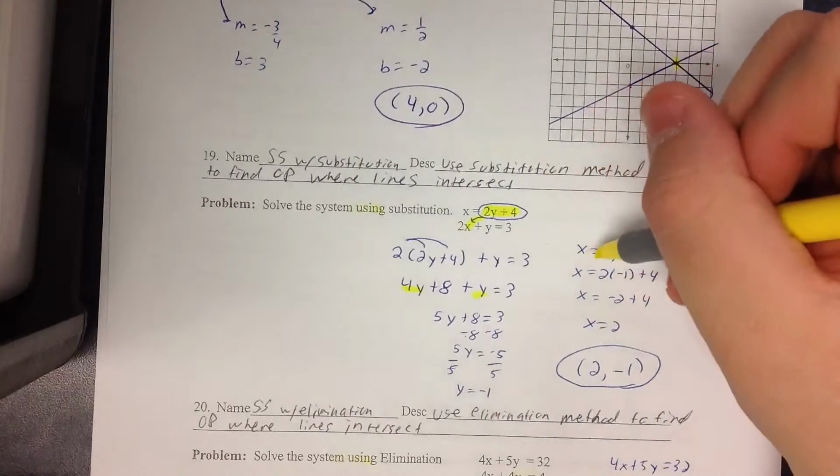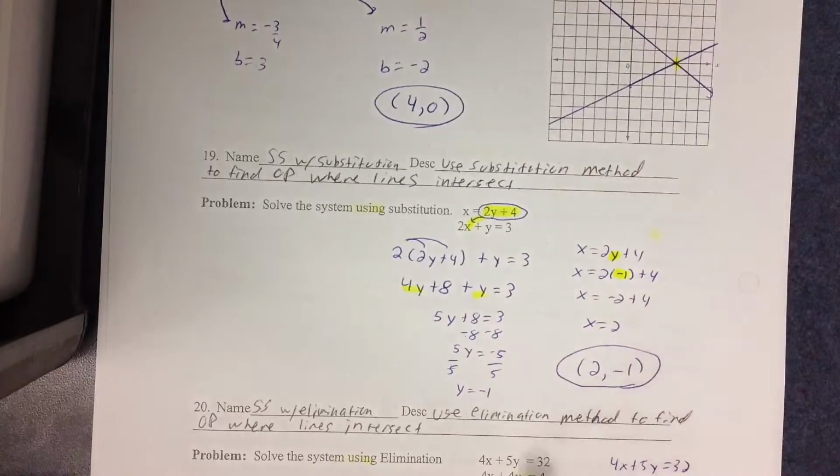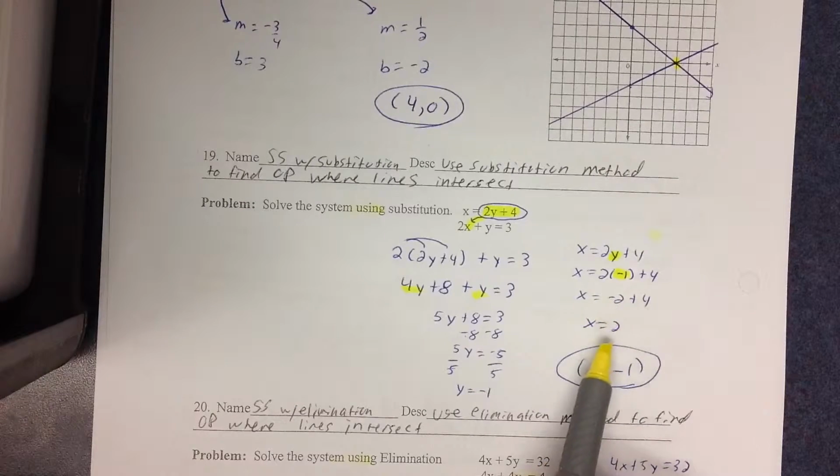Then again, I go back to the x equals 2y plus 4, and now I'm going to replace y with negative 1. So 2 times negative 1 is negative 2, negative 2 plus 4 is 2. Then I write my answer as an ordered pair with the x coming first, so 2 comma negative 1.